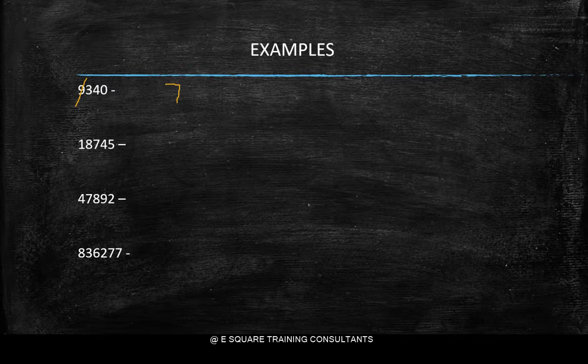Let's come to the next example. 4 plus 5 counts to 9, so I'll take away that. 1 plus 8 also counts to 9, I'll take away that as well. And the remaining digit is only 7. So 7 is the digital root of 18,745.